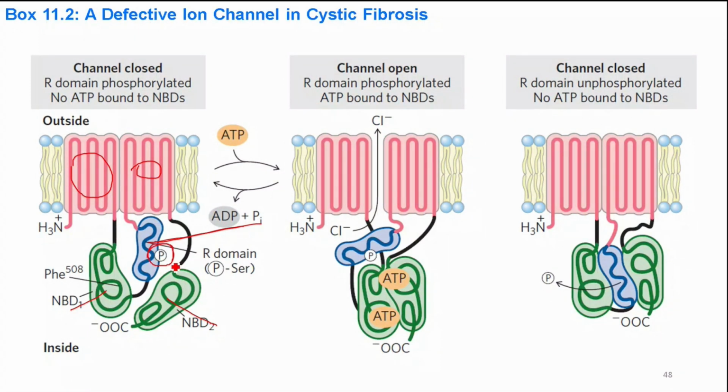When this R domain is phosphorylated, the channel can function. This is the normal condition. When this domain is phosphorylated, then only the two ATPs can come into action to bind to the NBD domains, and chloride can go outside of the cell.